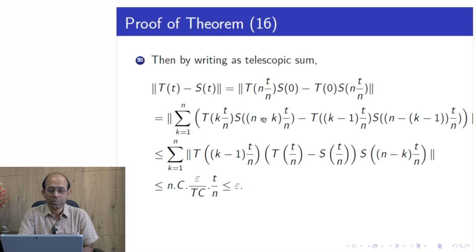Why do we do this? Because we would like to take common. This part is already present here, and here this term is a little more. So it is T of k minus 1 times t by n, here T of k times t by n. Here we can use the semigroup property of capital T, that T of k t by n is the same as T of k minus 1 times t by n composed with capital T of only t by n. So we do that. From here we take common capital T of k minus 1 times t by n.